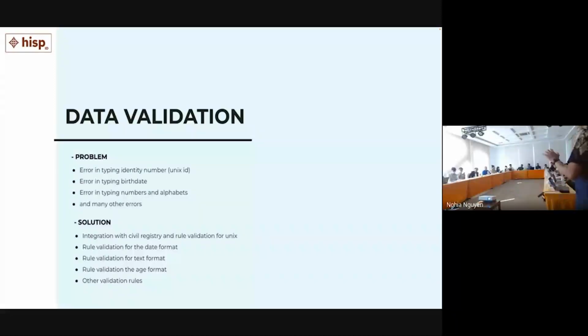So if it's ready in the server, we can put it again. Okay, rule validation. This is unique in Indonesia. Users have a problem with the digital integration.